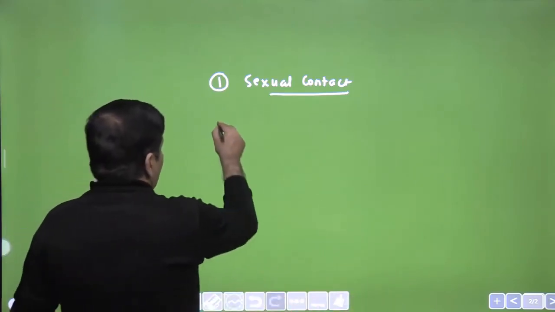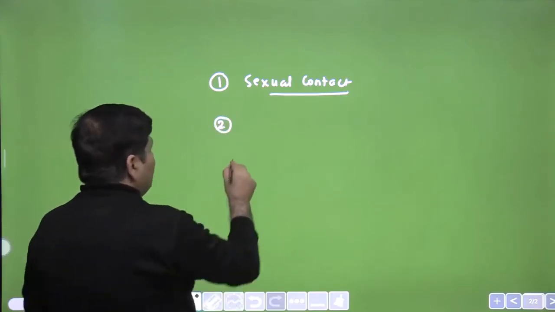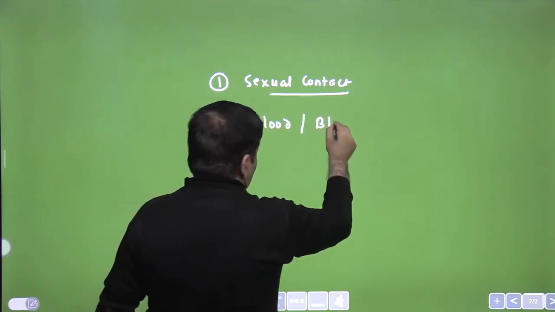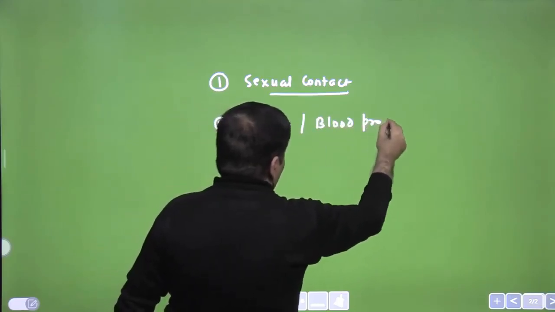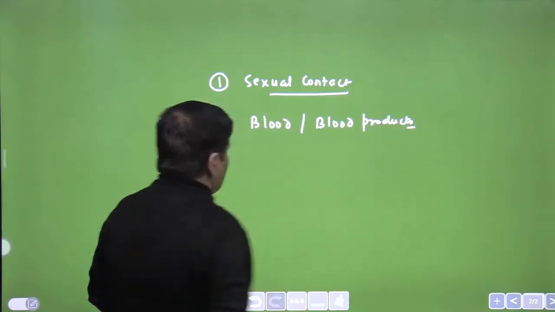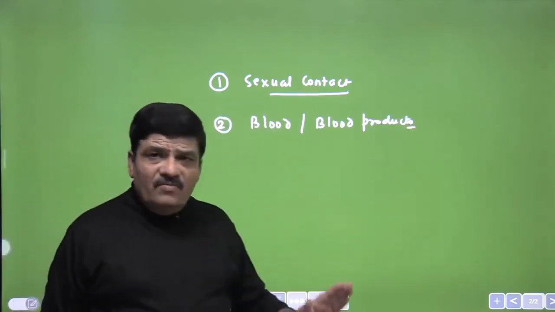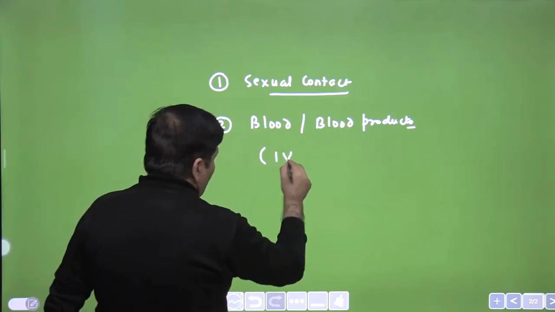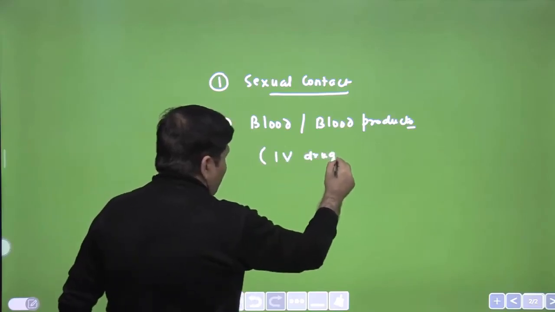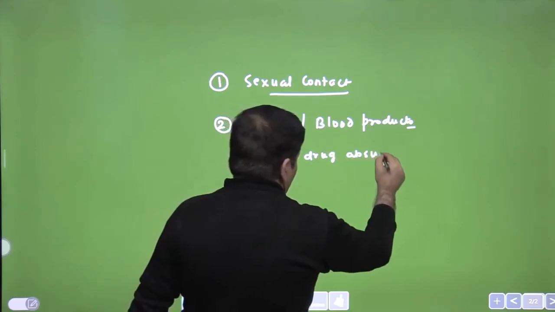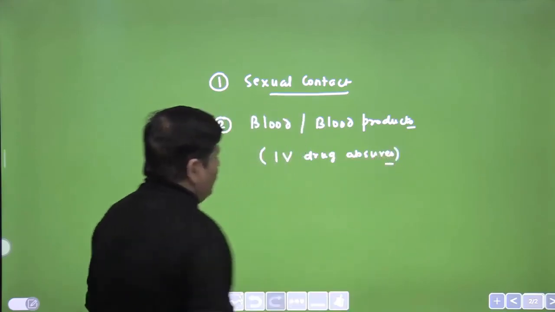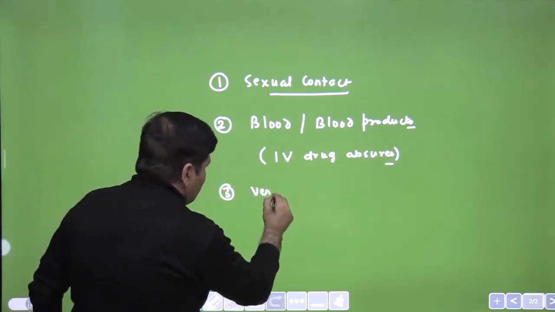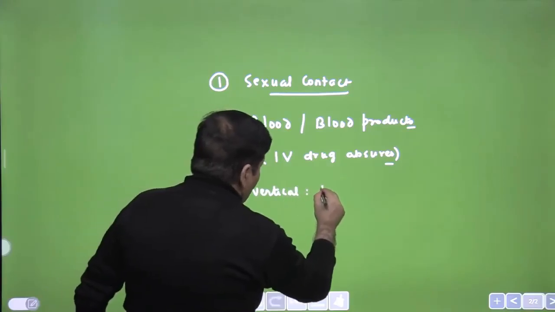The second thing would be the transfusion of contaminated blood. It is not necessary that it has to be complete blood. It can be blood products as well. So this is another method by which HIV gets transmitted, and this is why it is very, very common in IV drug abusers. So intravenous drug abusers can get infected with HIV more commonly. And the third mechanism would be what is called vertical transmission, and another name for vertical would be transplacental.